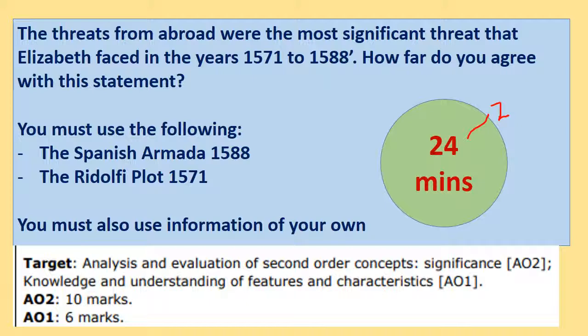Notice, please, the target here. You only see this on the mark scheme. But AO2, that's your explanation, and AO1 is your knowledge. So an awful lot of marks are given to your explanation. Only some marks are given to your knowledge. So the weighting has to be on the explanation.